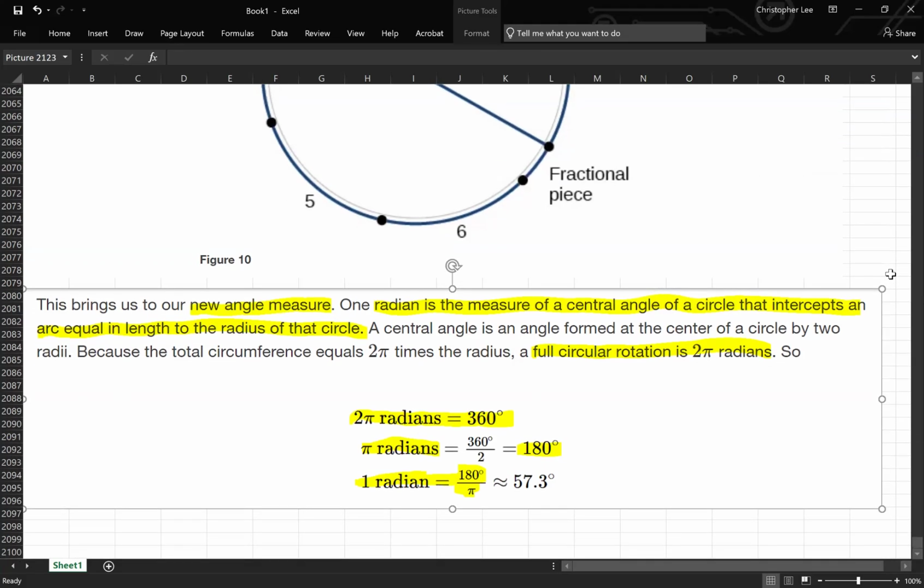So here's what I need y'all to know. 2 pi radians is equal to 360 degrees. Pi radians is equal to 180 degrees. And 1 radian is equal to 180 degrees divided by pi, or whatever, 57.3. I don't really care about that decimal thing.